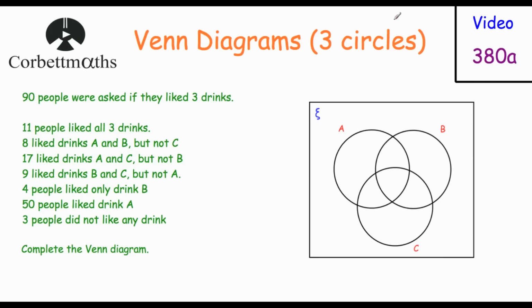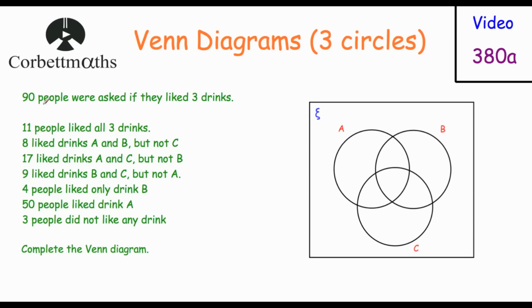So now we're going to look at our statistics or data handling topics. So we're going to look at Venn diagrams now. And because we're doing M2, we're now looking at Venn diagrams with 3 circles. And that would be 380A in Corbettmaths. So here we've got a Venn diagram question, and it involves 3 circles rather than the 2 that's on M1.